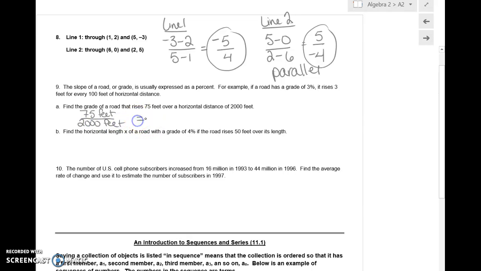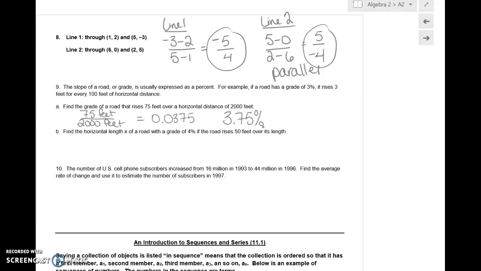Now, because this is a percent, we can write this as a decimal. So what is this decimal? 0.0375. Because this is a decimal, to change it back into a percent, you either move the decimal point 2 places to the right or multiply it by 100. This is 3.75%. So the grade of the road would be 3.75%.